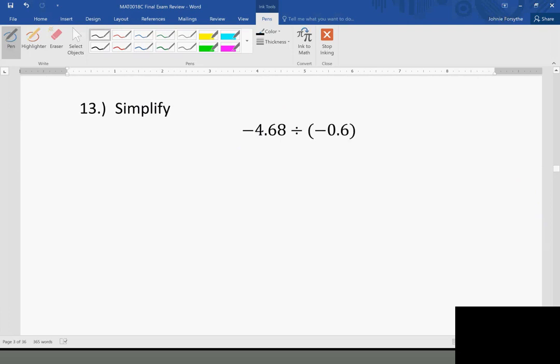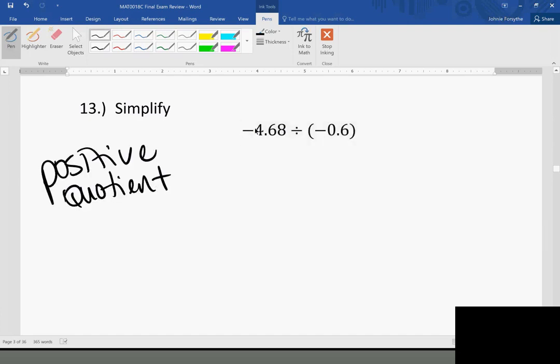Okay, 13. Simplify negative 4.68 divided by negative 0.6. So first off, let's pay attention to the signs. So we are dividing negative divided by negative. So we're going to get a positive quotient. So now let's just ignore the negatives and then go ahead and divide.